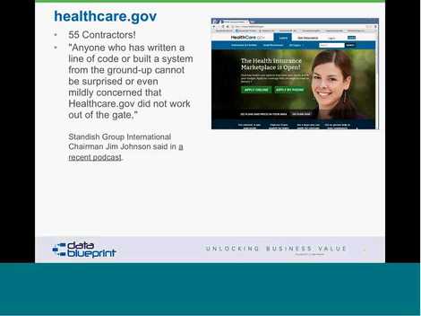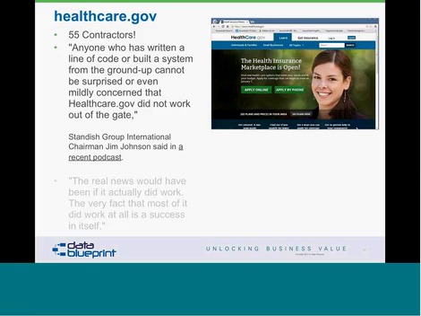And Jim Johnson, who's the chair of the Standish Group, made a great comment. He said that anybody who's written this live code can't be even mildly surprised that it didn't work right out of the gate. The real news should have been that it actually got to work at all, especially after it had been cobbled together in the way it was.